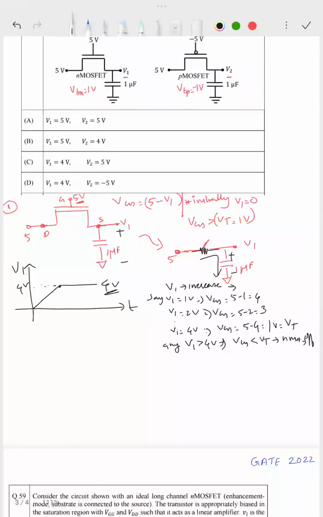So if you see the options, in C and D I have V1 equal to 4 volt. Now we will see the case of PMOS. I will draw the PMOS here, again similar to the NMOS. It is discharged initially, and this voltage is V2, and I have 5 volt.